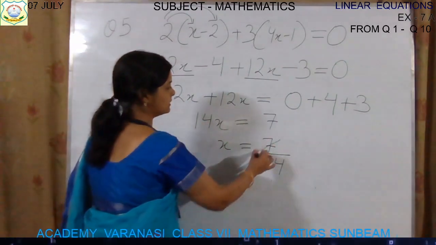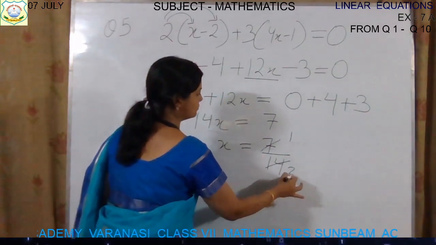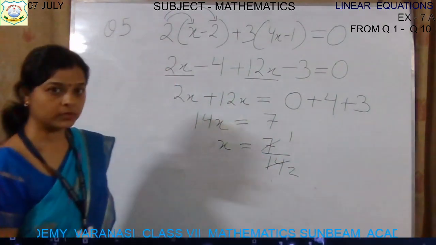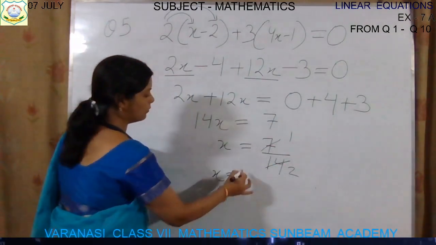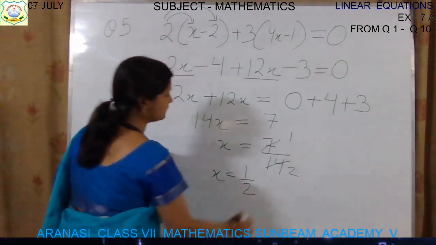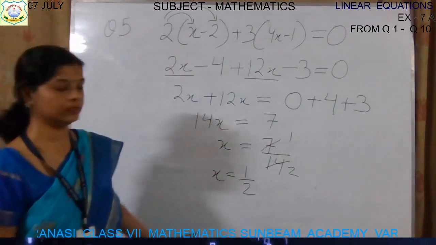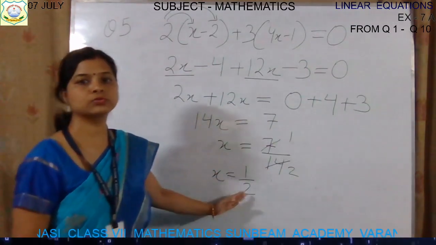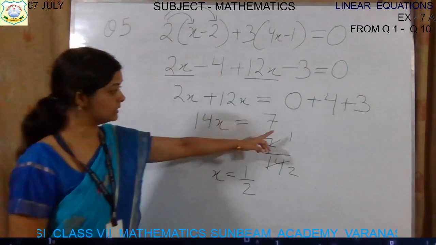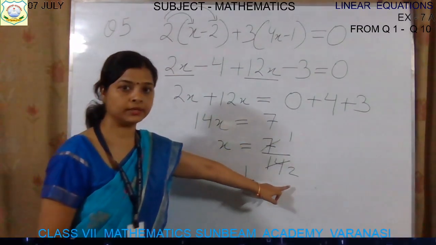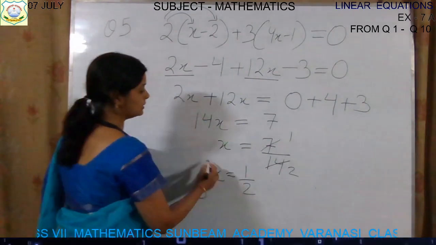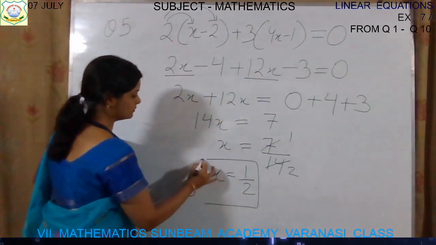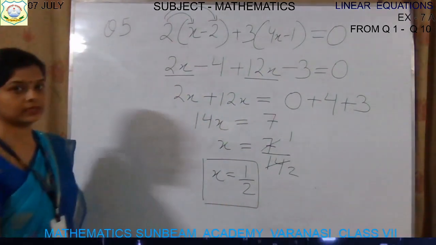Now solve it, children. 7 ones are 7 and 7 twos are 14. So what is the answer? X is equal to 1 by 2. Many times children see this 2 and write 2 only. No, it is 1 in the numerator and 2 in the denominator. So take care while writing the answer also. X is equal to 1 by 2. This is the final answer.